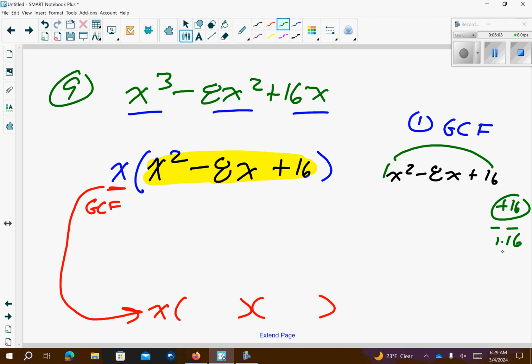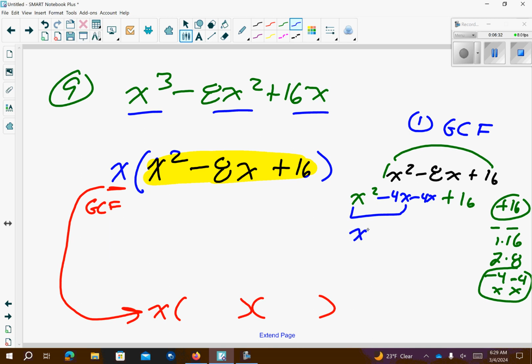1 and 16 are not going to add up to negative 8. 2 and 8 are not going to add up to negative 8. But negative 4 and negative 4: negative 4 times negative 4 is positive 16, and negative 4 added to negative 4 is negative 8. So this is the one we're going to use. We're going to squeeze it in, x squared plus 16, and then I'm going to put minus 4x and minus 4x.